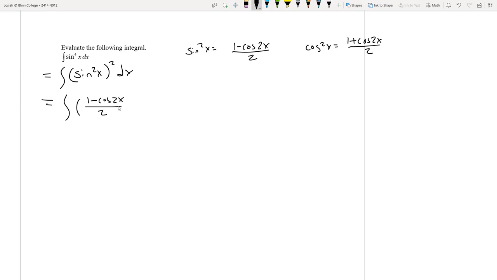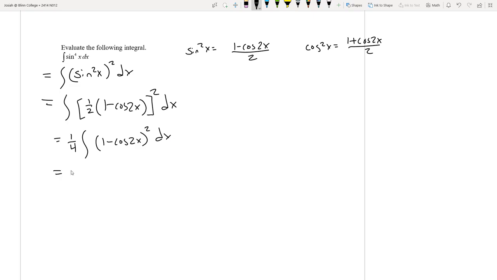And we'll go ahead and, since we're going to be doing this a lot, we may as well start writing it kind of to the side here. Let's turn this into a bracket. 1/2 1 minus cosine of 2x squared dx. So we'll square both of these guys. We'll end up with 1/4, and I'll go ahead and take that out. And so we'll have to FOIL this guy. When we do that, we get 1 minus 2 cosine of 2x plus cosine squared of 2x dx.